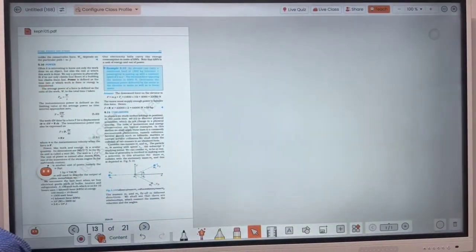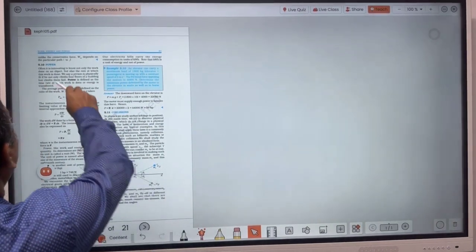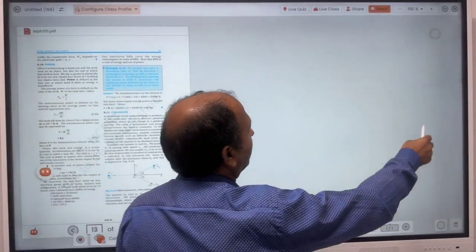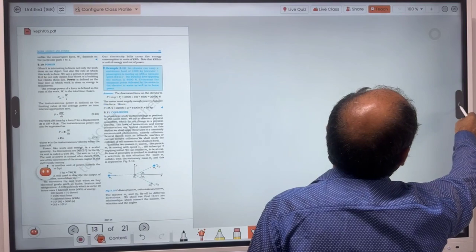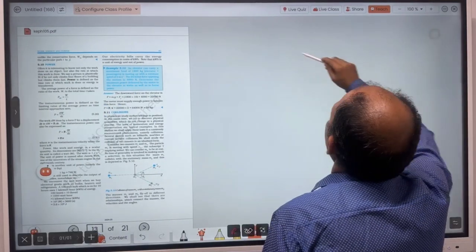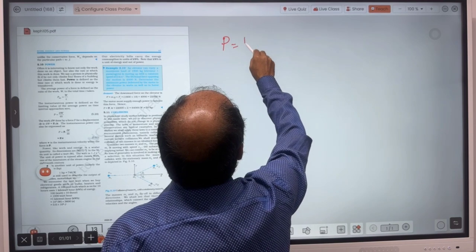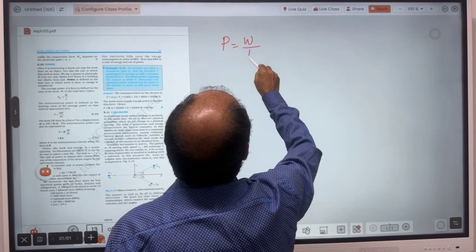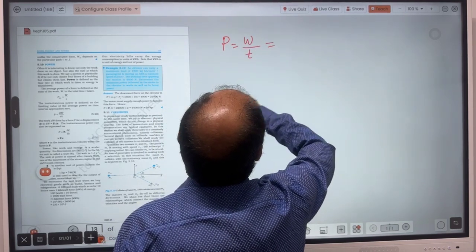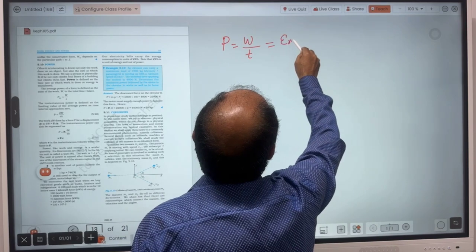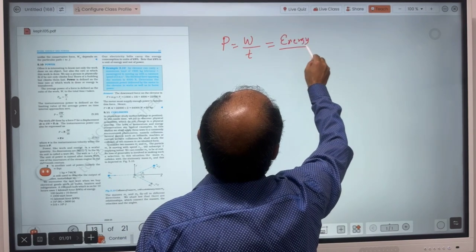Today we are going to study about power. If you know, power is the rate of doing work. So we can say work upon time. Work is also equal to energy, so we can say it is energy upon time.